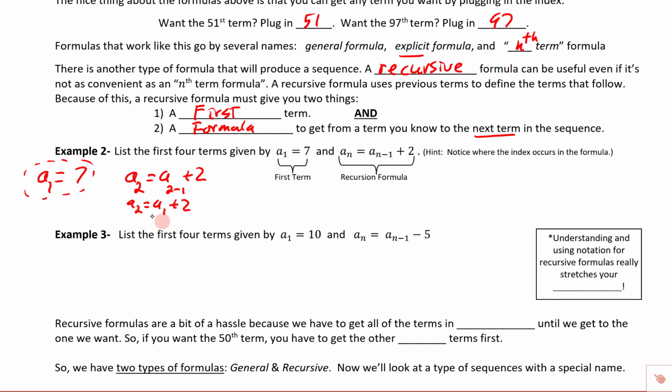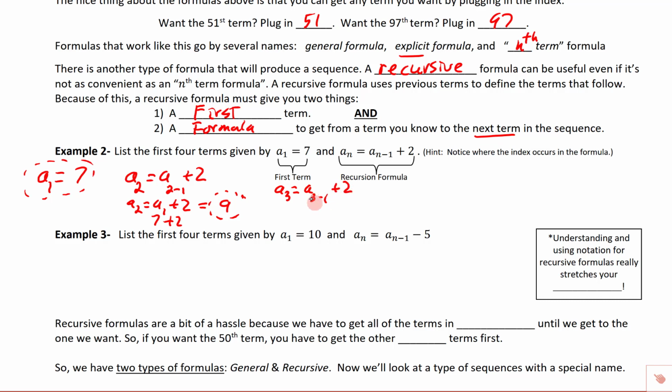So the first term was over here. That's going to be 7 plus 2, so we end up with 9. I'm going to put a little dotted circle around this one right here. The second term is 9. Now, it said write out the first 4 terms, so I'm going to find the third one. We write down, again, the index goes here and over here. So this is going to be 3 minus 1, and then we're going to add 2.